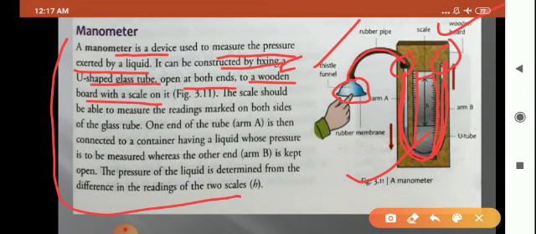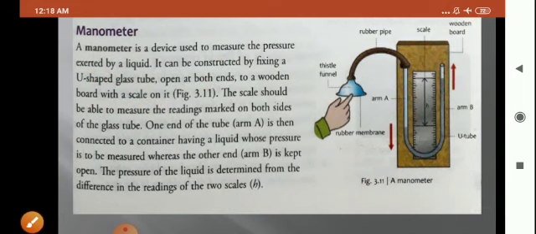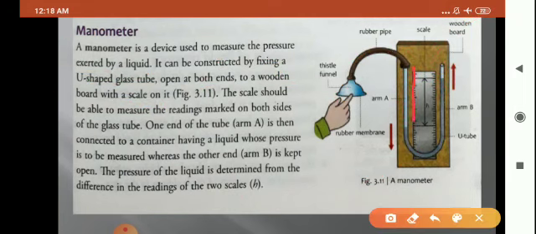So why is the scale fixed at the center? So that it could measure the reading on both sides. You can see here, on both sides the scale is graduated, the marking is there, so that it could measure the reading on both the sides of this U-shaped glass tube. This side also and this side also.